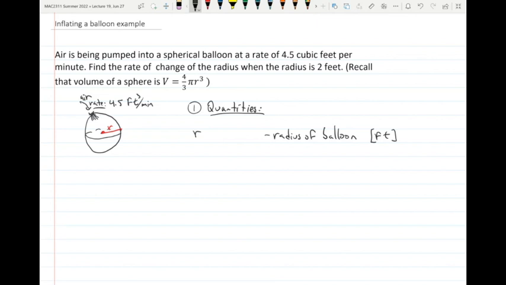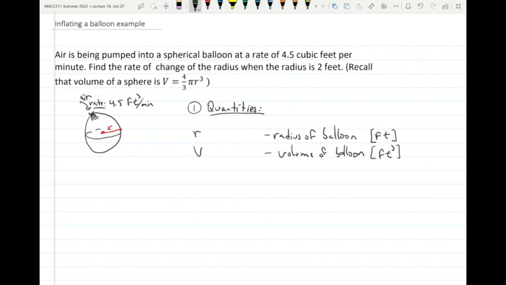Okay, but that's the rate of something. So we are in the quantity. So the rate of what? What's the quantity that we are given the rate of? Volume, right? So volume is another quantity. So the volume of the balloon. What are the units here? Cubic feet, right?